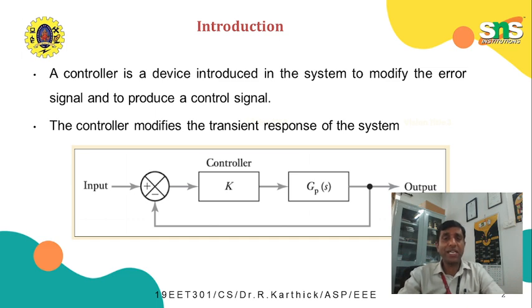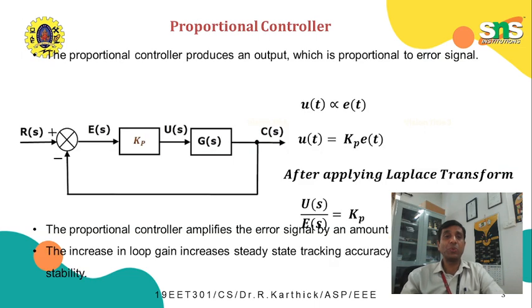There are various types of controllers available in control systems, and in today's lecture we are going to discuss the proportional controller, the integral controller, the derivative controller, and a combination of all these three controllers. To start with, the first one is the proportional controller.